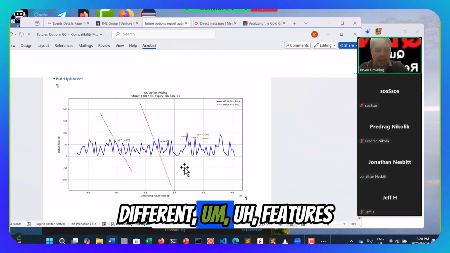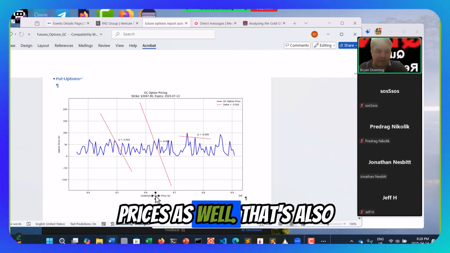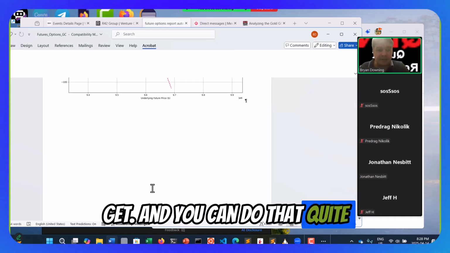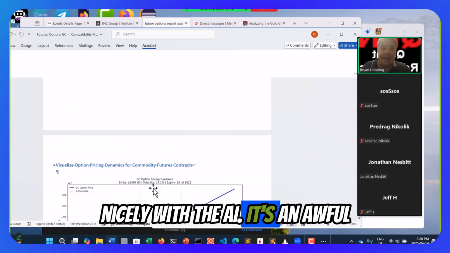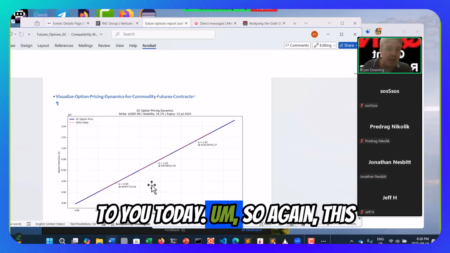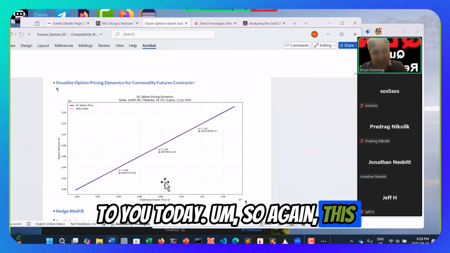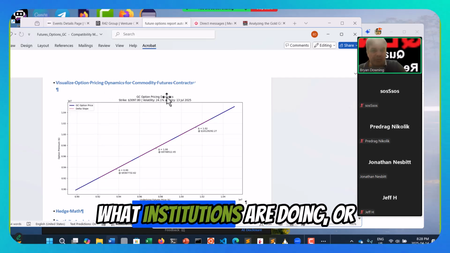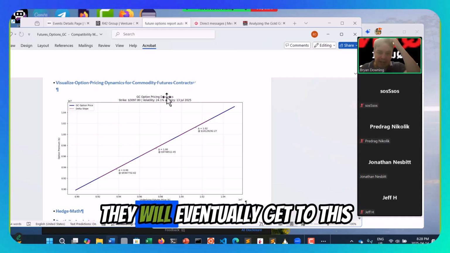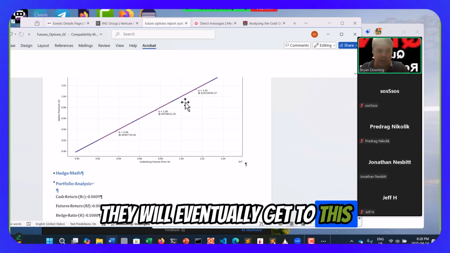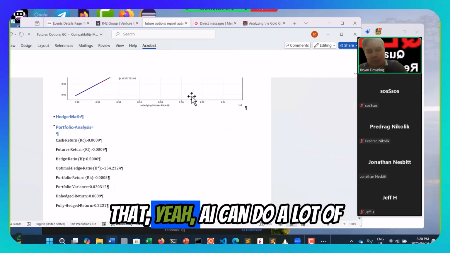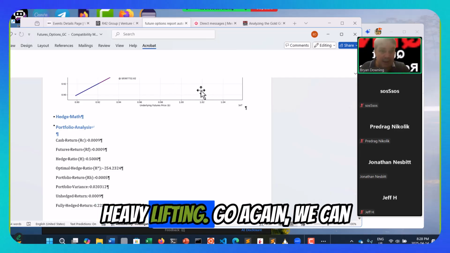and that's all along the different futures prices as well. That's how sophisticated this can get, and you can do that quite nicely with the AI. It's available to you today. So again, this can be really good on all the things that I track, and this is what institutions are doing, or they will eventually get to this point once they figure out that yeah, AI can do a lot of the heavy lifting.